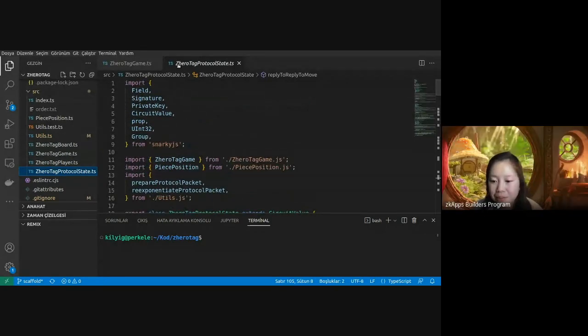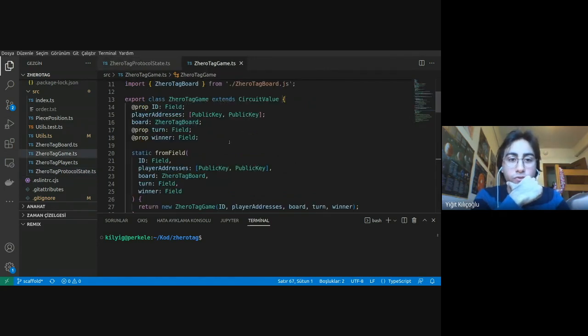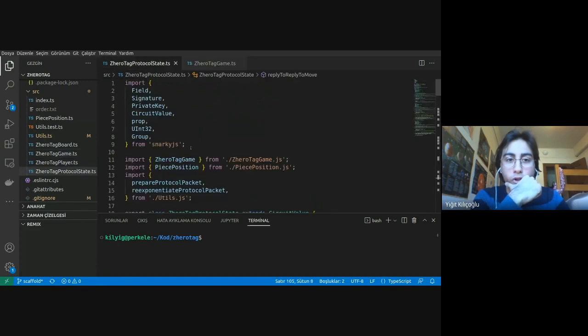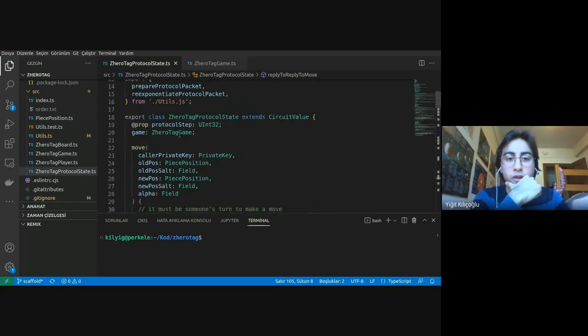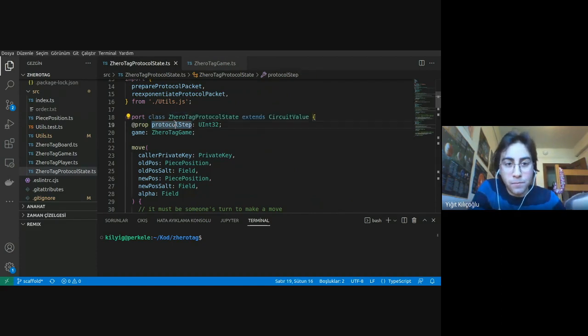Yes. Okay, if I have 2 minutes, just very quickly, the main two files are the protocol state and the game state. Game state keeps track of what the player addresses are, the situation of the boards, and whose turn it is. And the protocol state keeps track of the protocol steps. Like I said, you have a 3-step process after every move to update both boards. That's how we keep track of them.